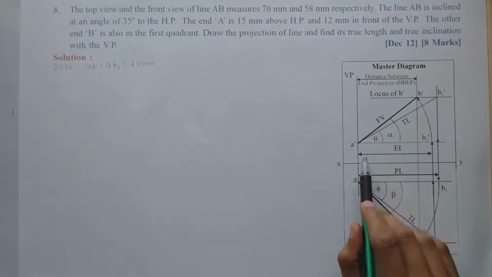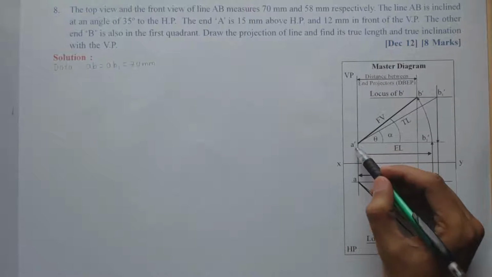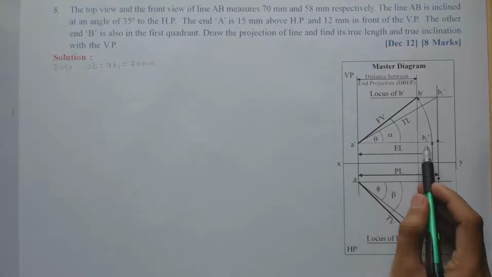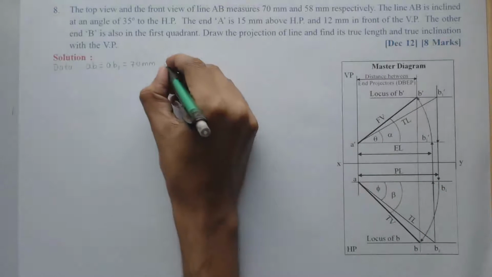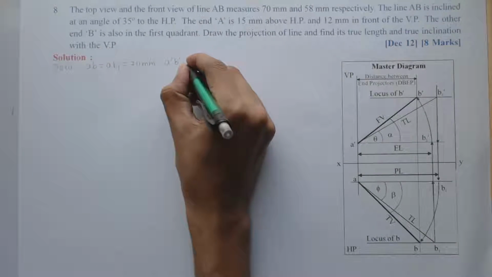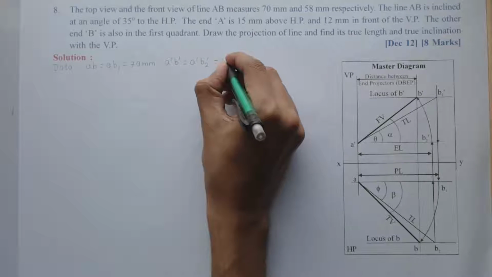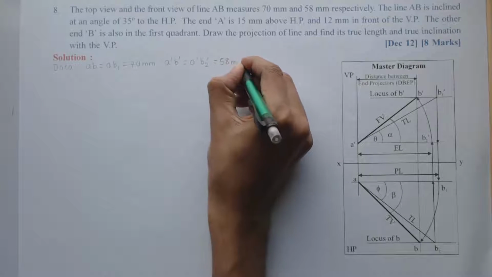So from the master diagram, I know the notation for front view is A dash B dash, which is also equal to the elevation length, which is A dash B2 dash. So I can write A dash B dash is equal to A dash B2 dash is equal to 58 mm.